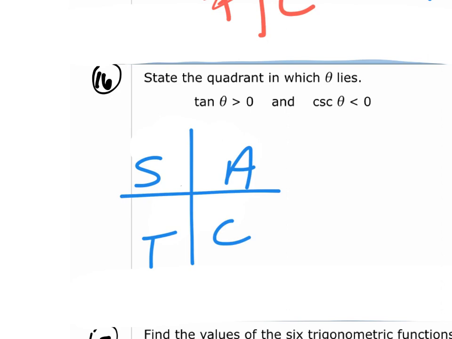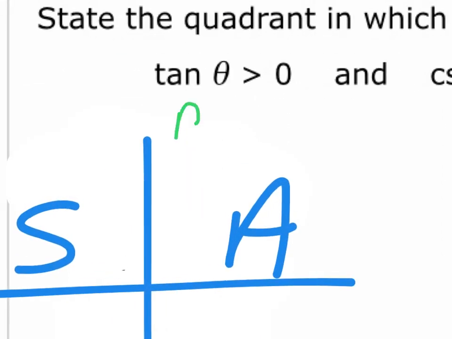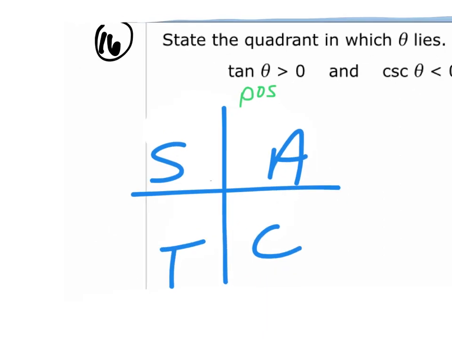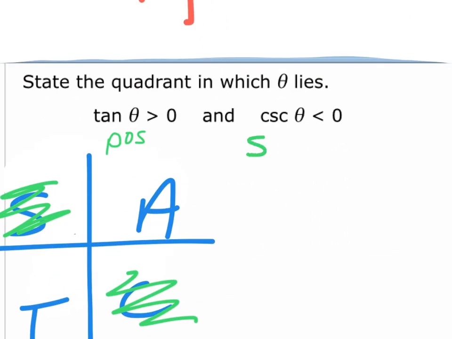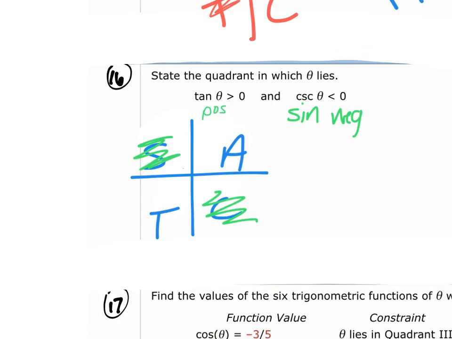Look at the first constraint. Where is tangent greater than 0? Positive. A and T. So nothing here, nothing here. Cosecant goes with what? Sine. Where is sine negative? What quadrant? No, A is positive. Everything is positive in A. So what?